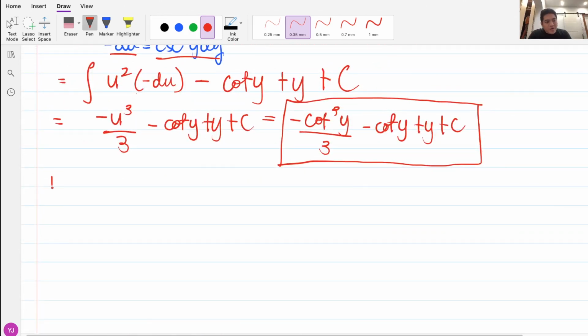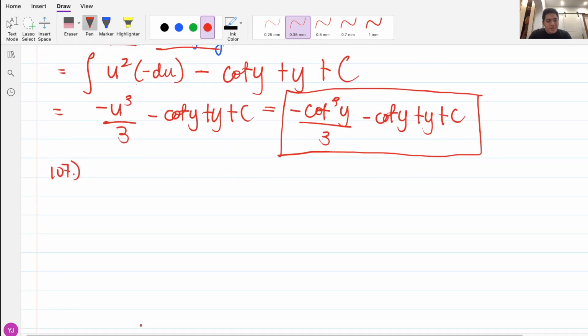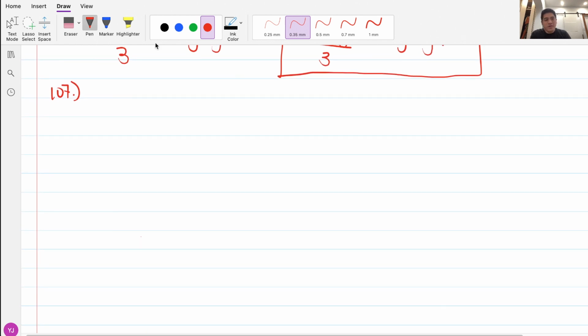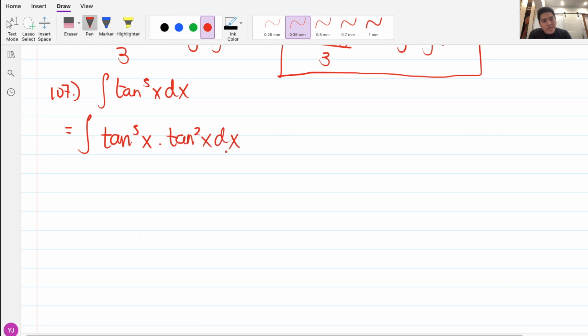Okay, for our last number, ready yourselves because this is somewhat long also. So we can get the integral of tangent raised to 5 of x dx. Okay, so again, the technique is that we can split it into one even and then one odd power. So in this case, if that is 5, we can strip it into tangent cubed of x and then tangent squared of x dx. Again, why we are doing this is that we want the tangent squared.